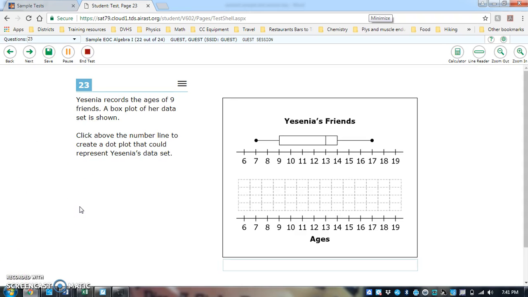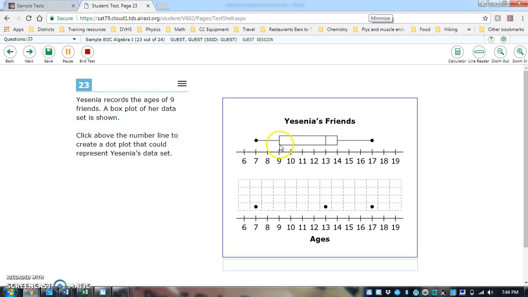In this one, we're given a box plot, and we're asked to put data in here and record the ages of 9 of Yesenia's friends. All right, so we know we have a minimum value at 7 and a maximum value at 17. We see that our median is 13. We have ages of 9 of our friends. That's an odd number, so we can have even numbers above and below the median and one value on the median at least.